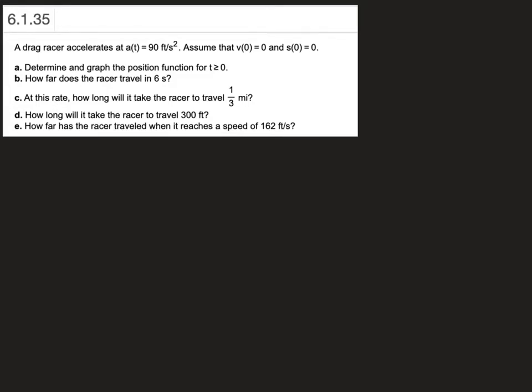Here's a solution to one of the homework problems where we're starting off with a function that describes acceleration, and then we have to work our way back up to position. So remember, acceleration is the derivative of velocity, and velocity is the derivative of position. And so the fundamental theorem of calculus is going to tell us that when we integrate the derivative of velocity from 0 to t, that will be the velocity at t minus the velocity at 0.